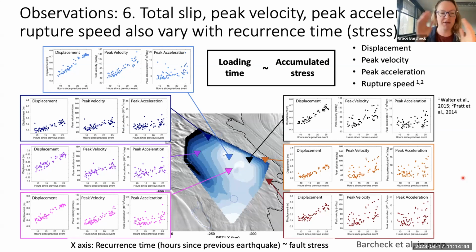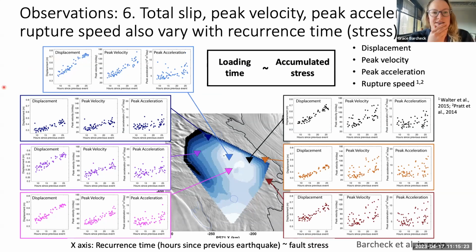And so, the main thing to see here, and I guess this is kind of hard to see, is that the x-axis for all of these is hours since the previous slip event, so the recurrence time. So the x-axis is essentially our proxy for fault stress level through time. And what you can see is that at pretty much everywhere on the glacial fault, when the stresses are higher, when the recurrence time has been longer, the glacier slides further, slides faster, and in general, the peak acceleration is higher as well.